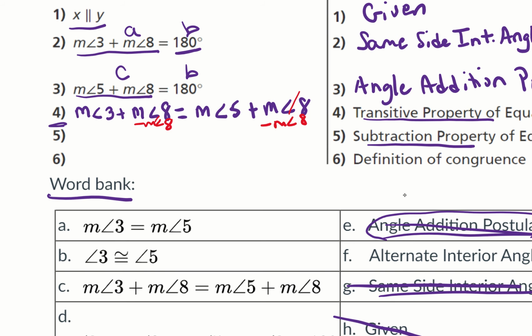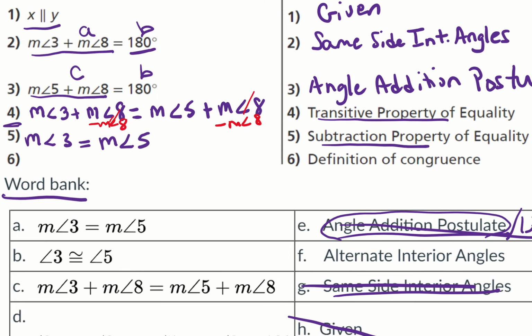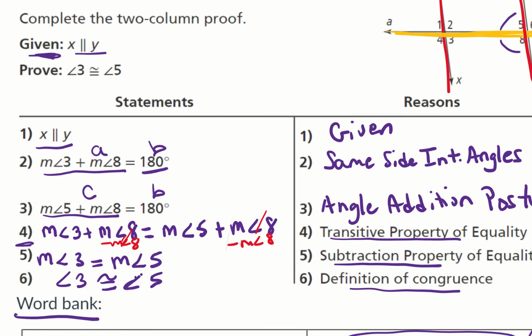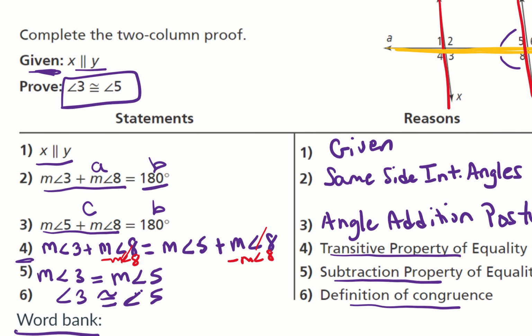So these cancel, and then you're left with angle 3 is equal to angle 5. So the measure of angle 3 is equal to the measure of angle 5. All right, and so now we know that the two angles are equal. 3 is equal to 5, the measure. And so we're going to go ahead and convert this to a congruent statement and say that angle 3 is congruent to angle 5. Okay, so if the two angles are equal, well then that means that they're congruent. And that's the definition of congruence. And so notice that we were able to prove the final statement.